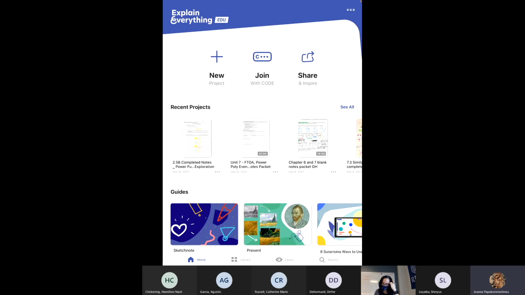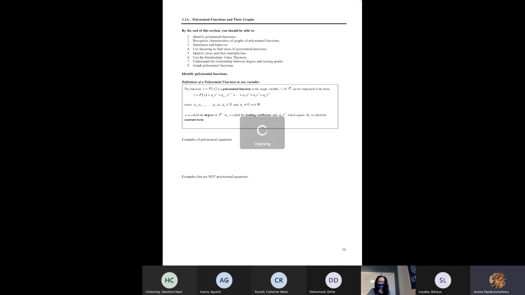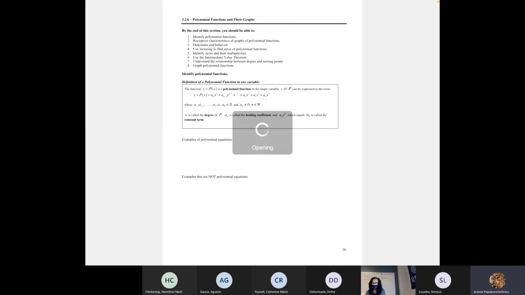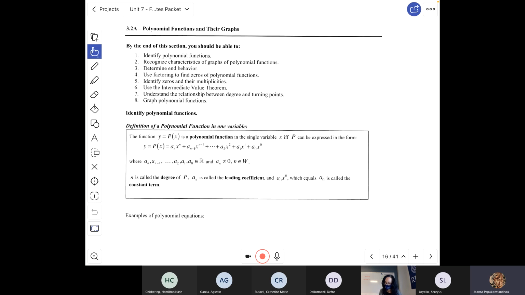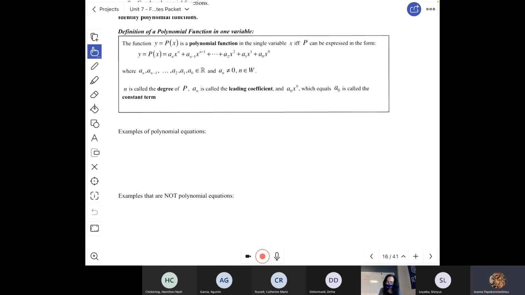So let's go ahead and go back to our notes. And today we are going to talk about some more properties about polynomial functions and then look at how to graph polynomial functions. So let's first look at the definition of a polynomial function. Now, when you first see this, you may go, oh my gosh, this is very stressful. But once you see it and you understand the components of the definition, it's not hard at all.